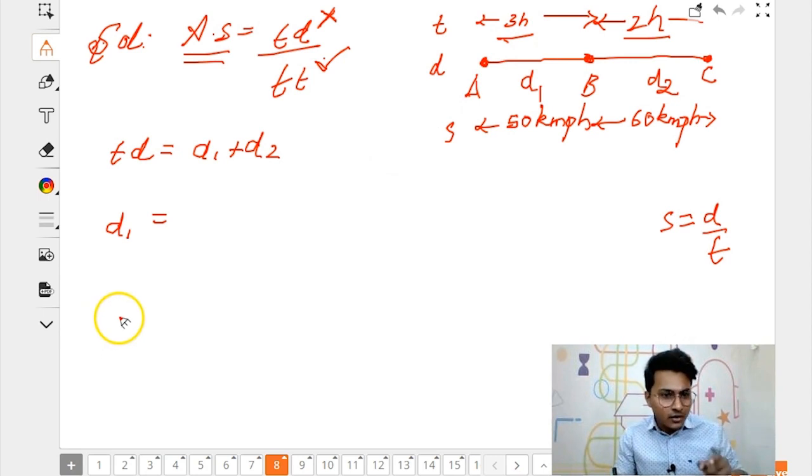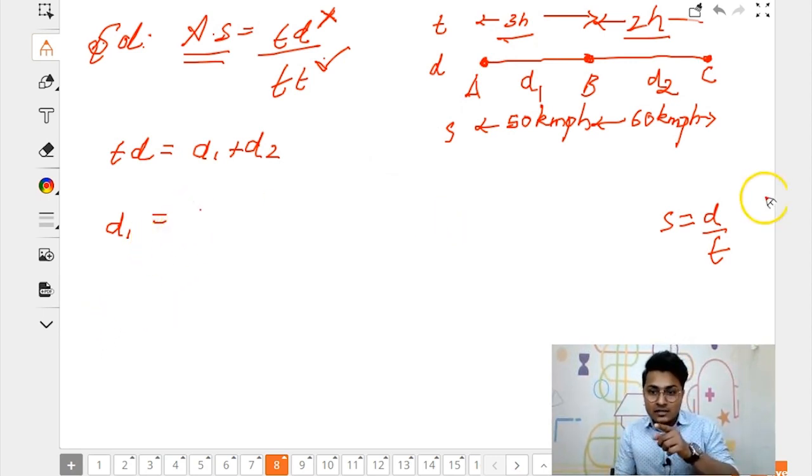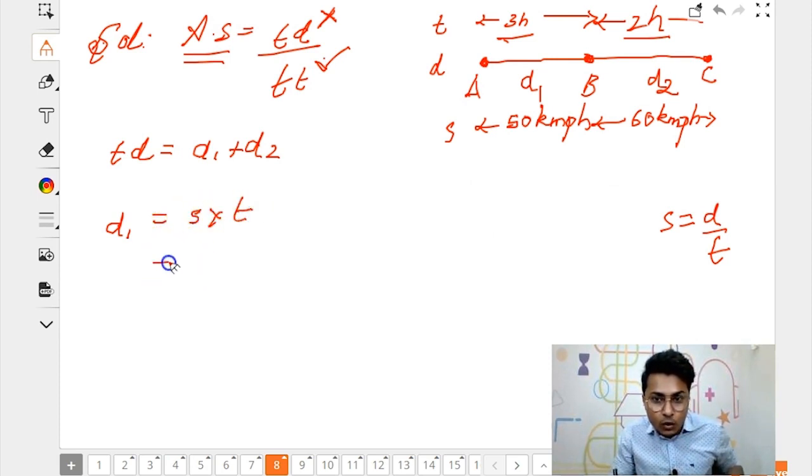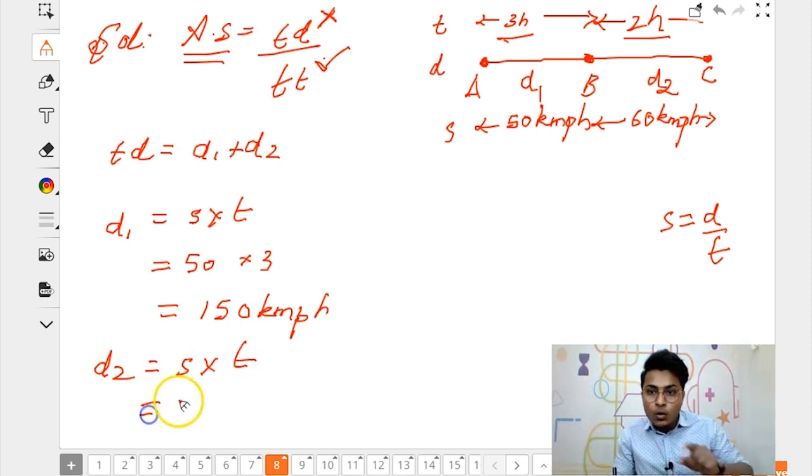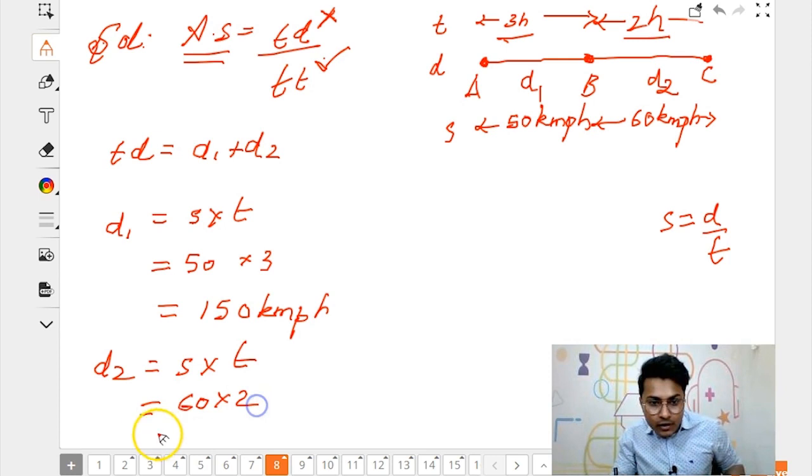I would like you guys to tell me in the chat what is the answer for D1. That would be nothing but distance equals speed into time. So that is speed into time, which gives 50 into 3 hours. Exactly correct, guys. So it will give you 150 km. Awesome. Good job. Now similarly, let's find D2. D2 will again be S into T, giving 60 into 2 hours. That gives 60 into 2, an answer of 120 km.